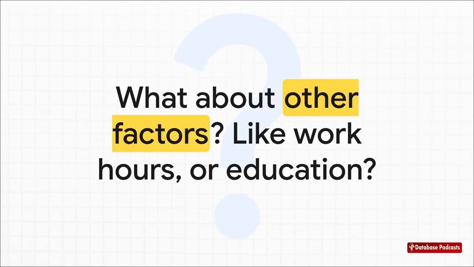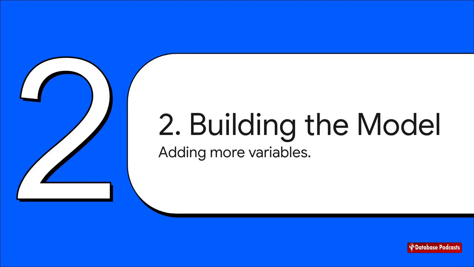But that feels a little incomplete, doesn't it? I mean, you can probably think of a dozen other things that might play a role. What about how many hours they work? Or maybe their education level has an impact. Sticking with just one variable, well, it often gives us a pretty biased or just plain incomplete picture of what's really going on.